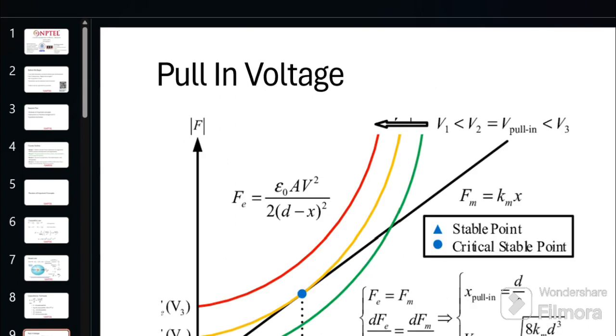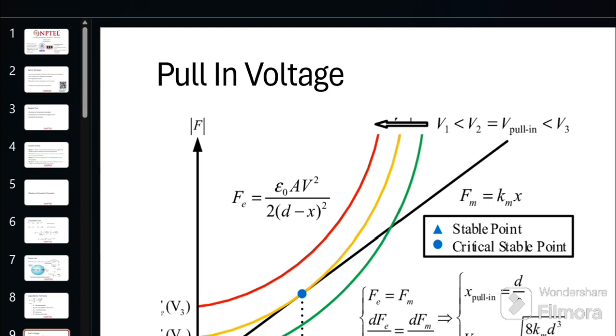So coming to the next concept which was discussed this week, the pull-in voltage. Basically, whenever you have a capacitance being separated and it is connected to a mechanical spring, you can see that the mechanical force is constant, but the voltage will vary depending on the distance.